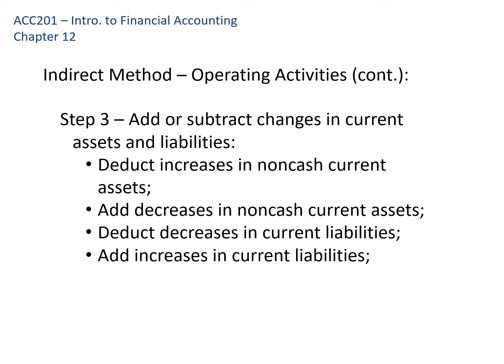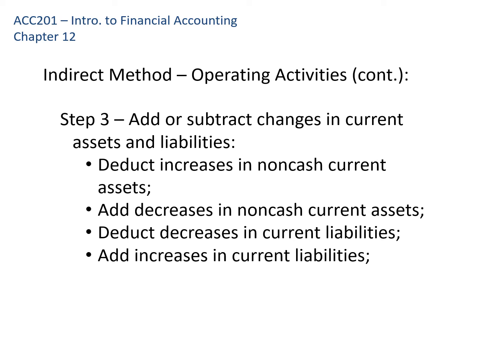So I would deduct any increase in a non-cash current asset from my net income. And if you think about that logically, if I start the year with zero in accounts receivable, that's a current asset, and over the course of the year, I make sales of $100,000. Well, if I end with my receivables at zero, then there's no impact on my cash. I got $100,000 in cash.